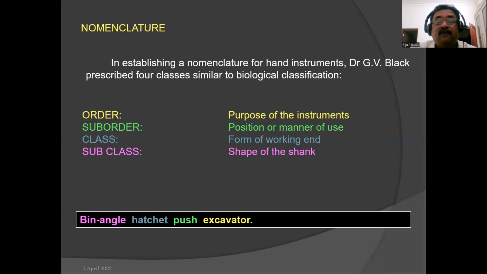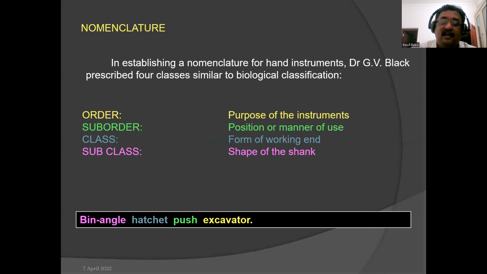The class is the form of the working end. What was the form of the working end? And in subclass, you have the shape of the shank. Now, shank is the angle in between the blade and the handle. I'll come to it. What are the handle and the blade? The handle is the portion of the instrument you hold while working. The blade is the working portion of the instrument. And in between the handle and the blade, you have a conical or tapered portion that is called the shank.